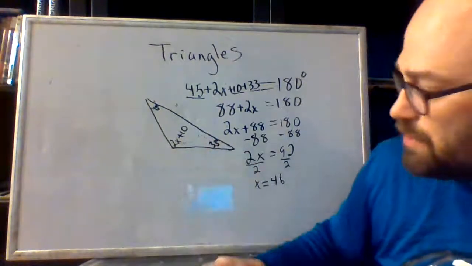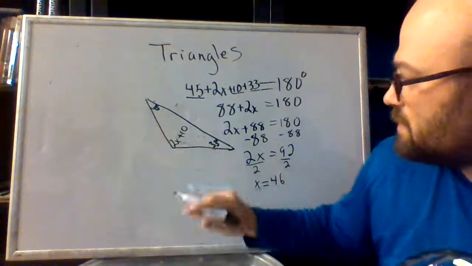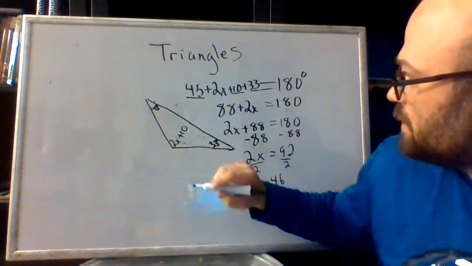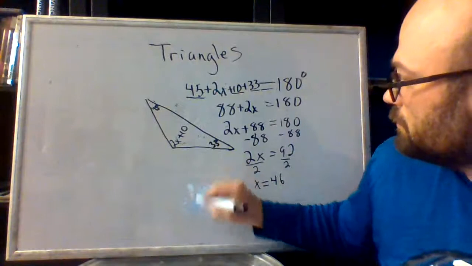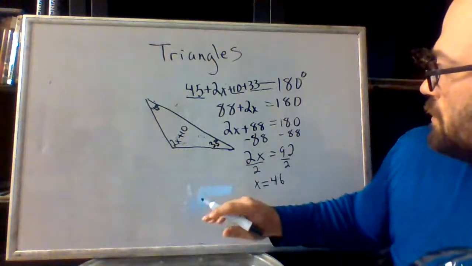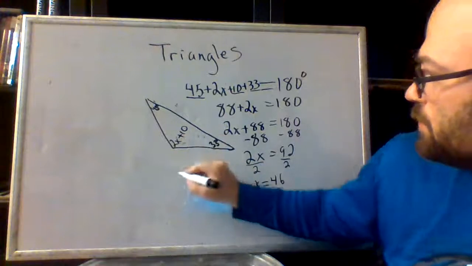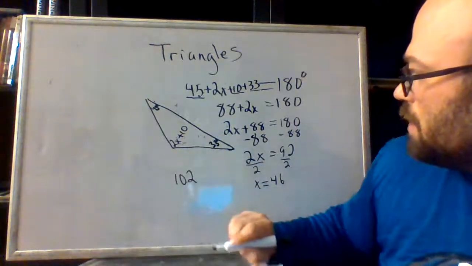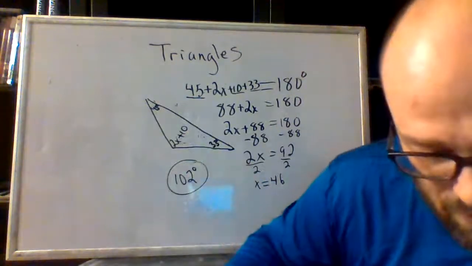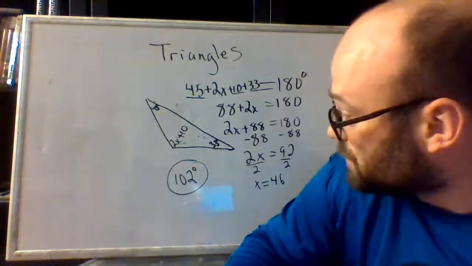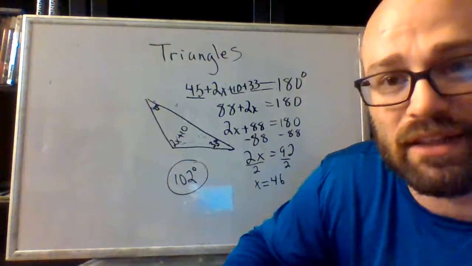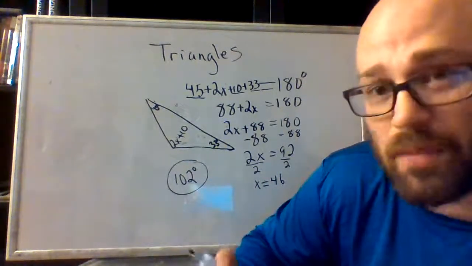46 times 2 is 92. 92 plus 10 is going to be 102. So 102 degrees is that angle measure. Okay, so we have 102 degrees for the angle measure, and this is obviously an obtuse scalene triangle. They got one obtuse angle.